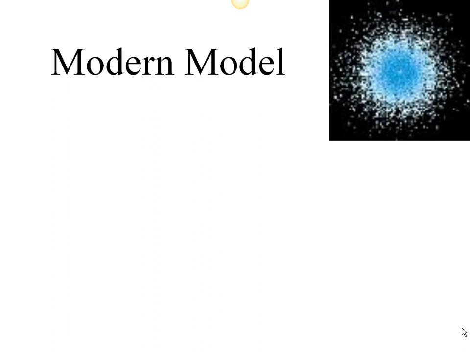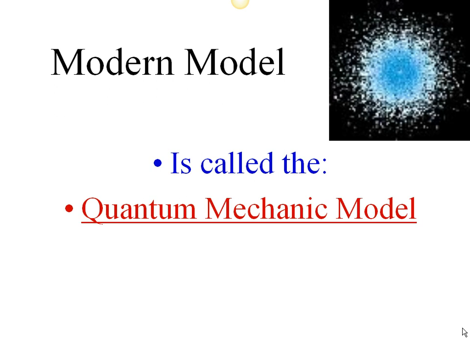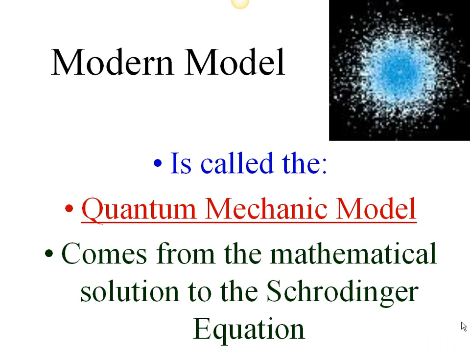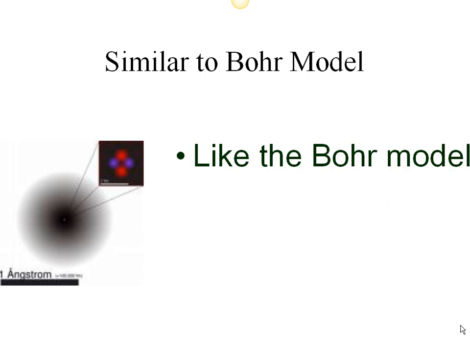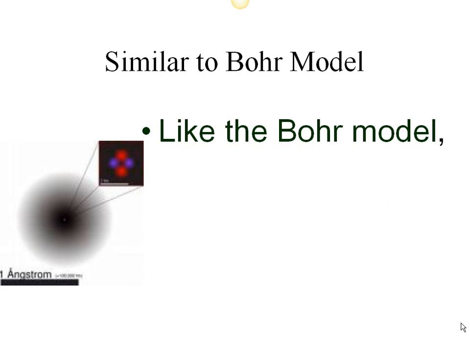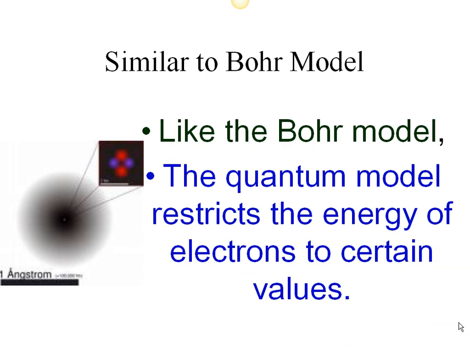The modern model is called the quantum mechanic model. It comes from the mathematical solution to Schrödinger's equation. Similar to Bohr's model, like Bohr's model, the quantum model restricts the energy of electrons to certain values.